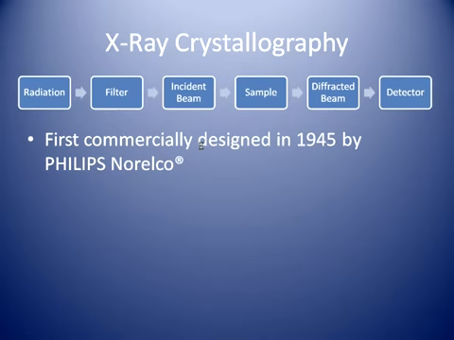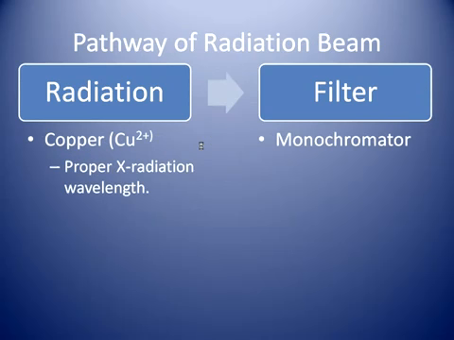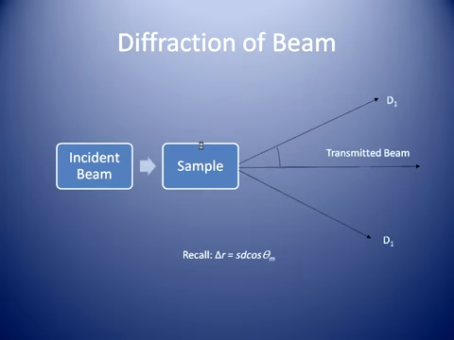Now, the initial radiation source is usually copper, because copper gives you an radiation of X-rays at its wavelength shown on the electromagnetic spectrum. And this pathway of radiation goes through a filter, which is usually just a monochromator, just like any other monochromator found in any spectrometric technique. Now, the diffraction of this beam, which was explained earlier, was a source of radiation by copper.